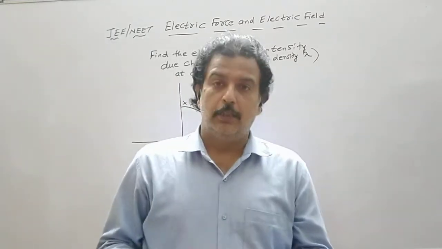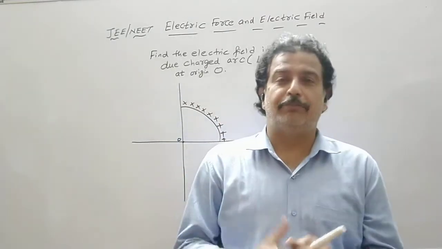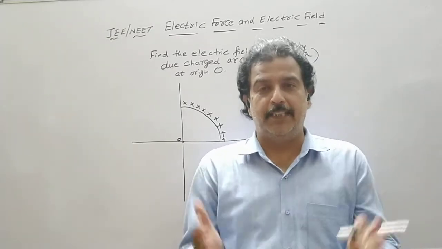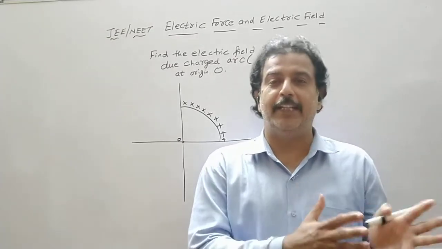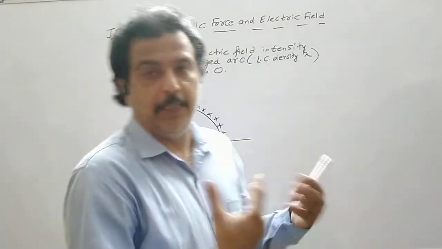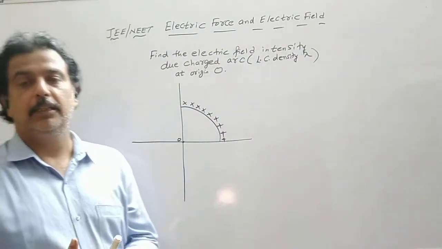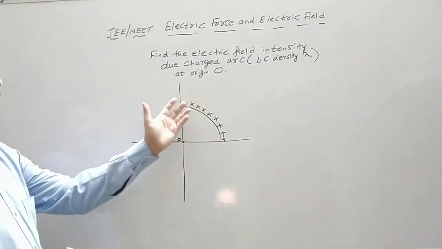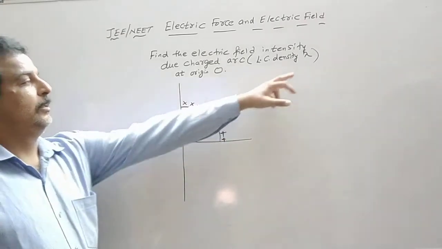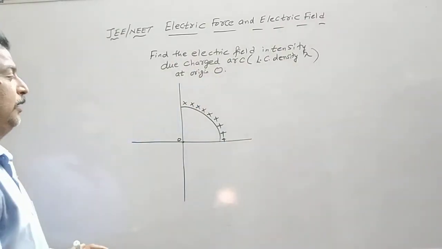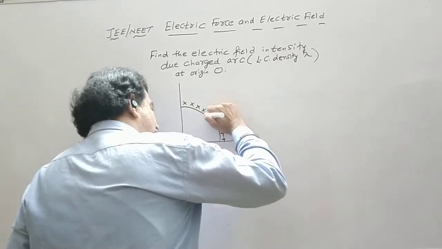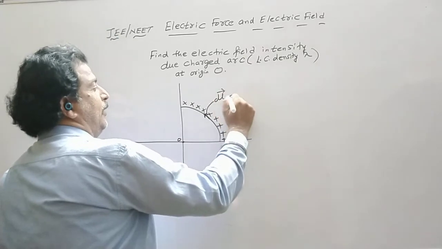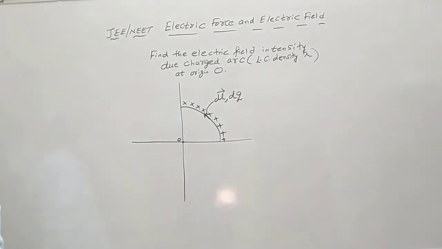So as we know, if there is a concept of linear, surface or volume charge density, then we have to divide the entire source into infinitely small elements. It can be a line element, surface element, or you say an area element or a volume element. So this is an arc made up of a wire. So the density is given as lambda. So we divide this into small line elements. This is the line element. Let the line element be dl and the charge be dq.